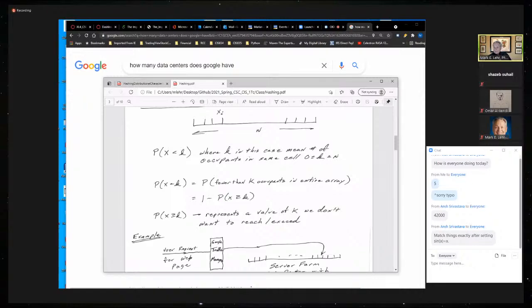Match things exactly after setting sine x equals x. That's pretty good. Well, for small angles, that's true. So Ash basically put up a little something there.